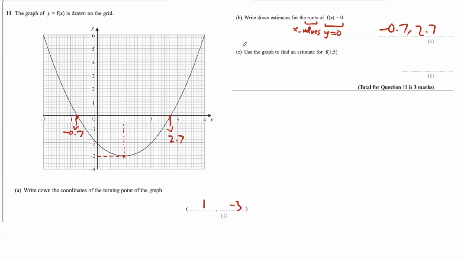And part C says, use a graph to find an estimate for f of 1.5. So f of 1.5 means the x value is 1.5, right? So what is the y value when x is 1.5? Well, it's going to be -2.8. So -2.8.